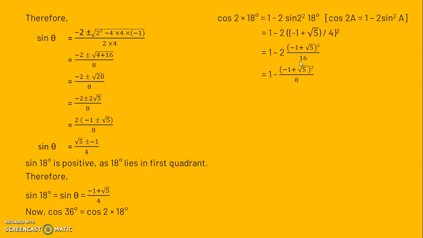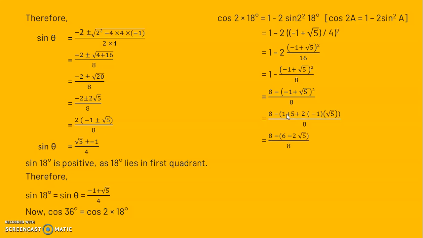So this is now in the (a plus b) the whole square form. So we can write this as 8 minus (minus 1 plus root 5) the whole square divided by 8. We are taking the LCM in this step. So next, 8 minus, this is (a plus b) the whole square. So first a square, minus 1 square, is 1, and root 5 square is 5, plus 2ab. Therefore 2 into minus 1 into b, which is root 5, divided by 8.